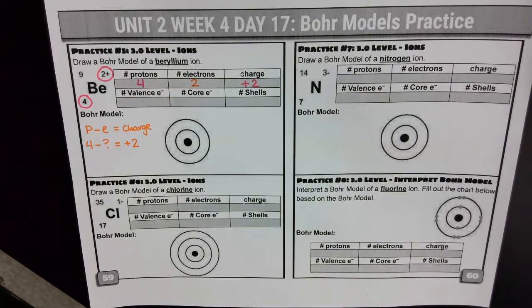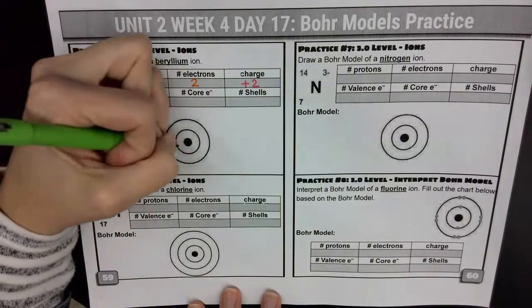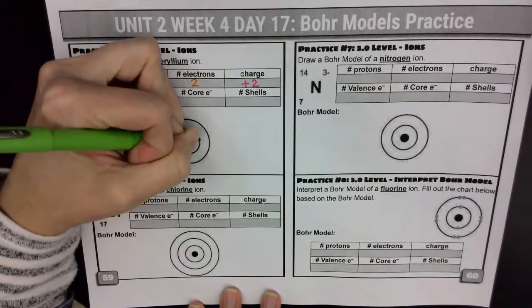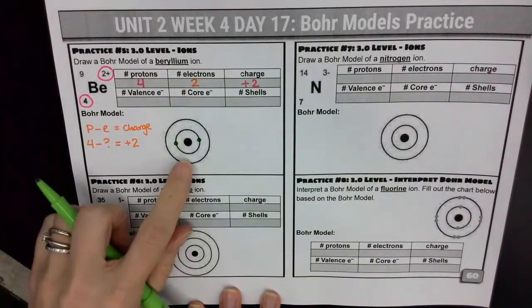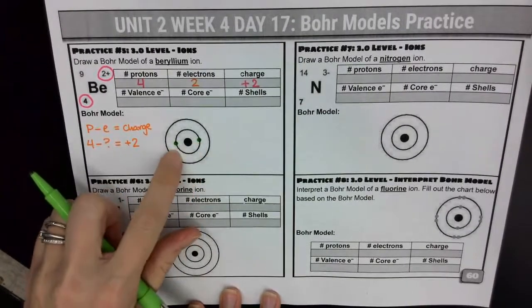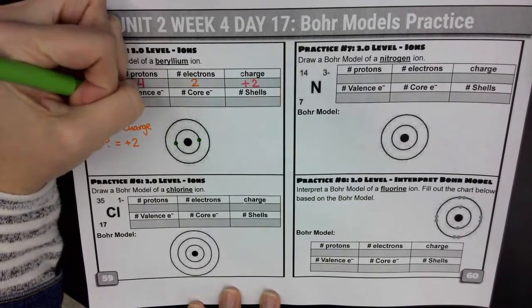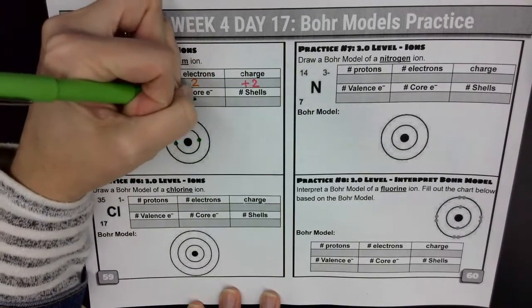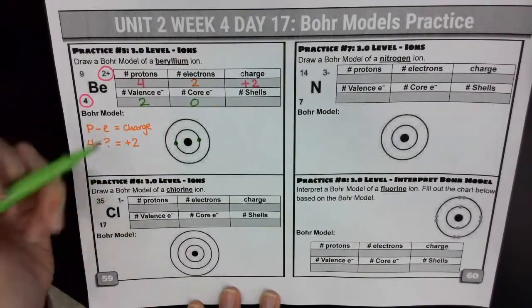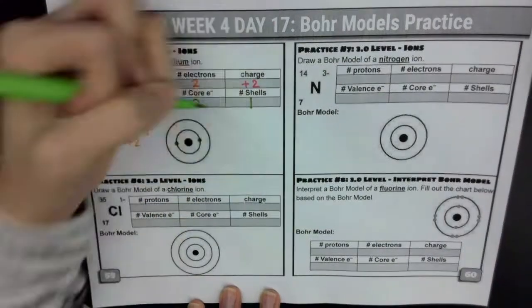Now that I know how many electrons I have, I'm going to draw them. Those electrons are going to go right here. I only have one shell, and I only have my 2 electrons that I need to draw. So the number of valence electrons is 2. There are 0 core electrons, there's nothing on the inside. And the number of shells we have is just 1.